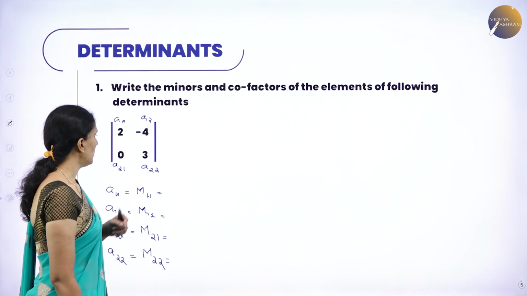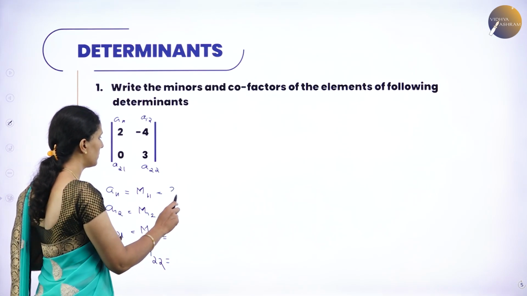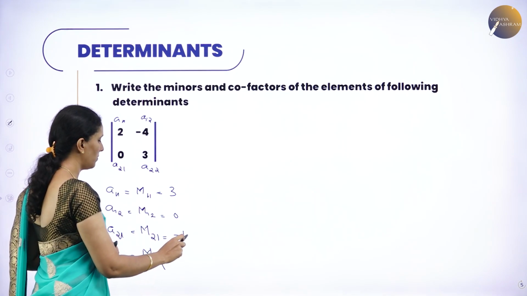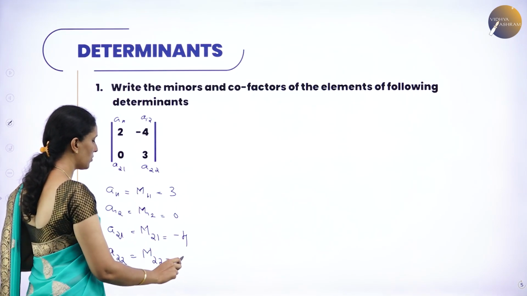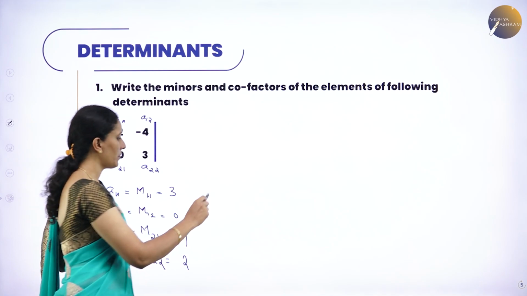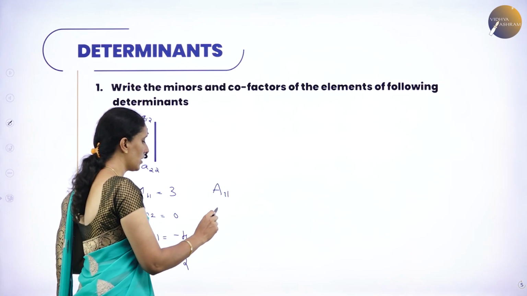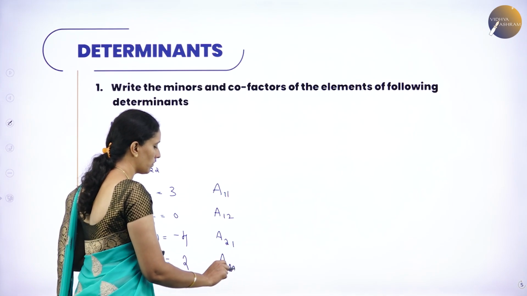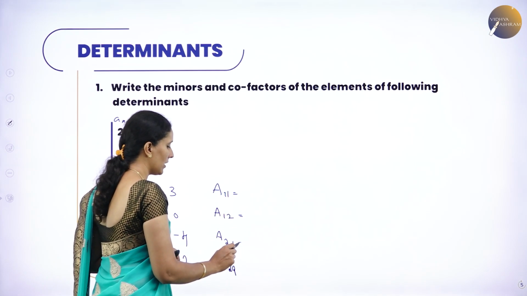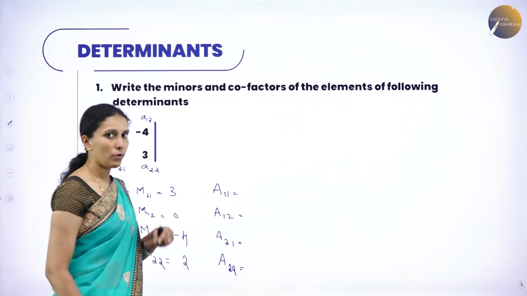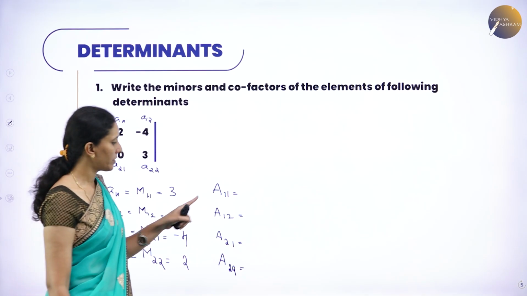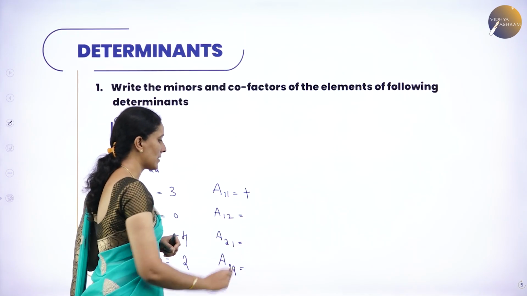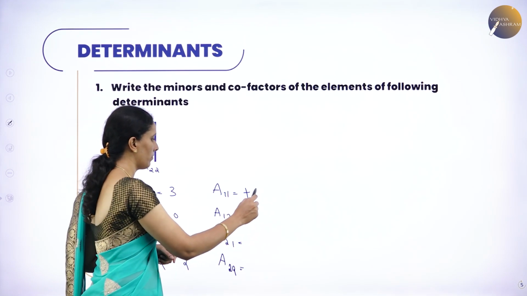So now we have here, for 2 it is 3, for -4 it is 0, and for 0 it is -4, and for 3 it is 2. So cofactors means A11, A12, A21, A22. Clearly we can see here, by adding i plus j, you can just directly write positive and negative sign. 1 plus 1 is 2, so (-1) whole square is 1, so this is plus. And the minor is 3.